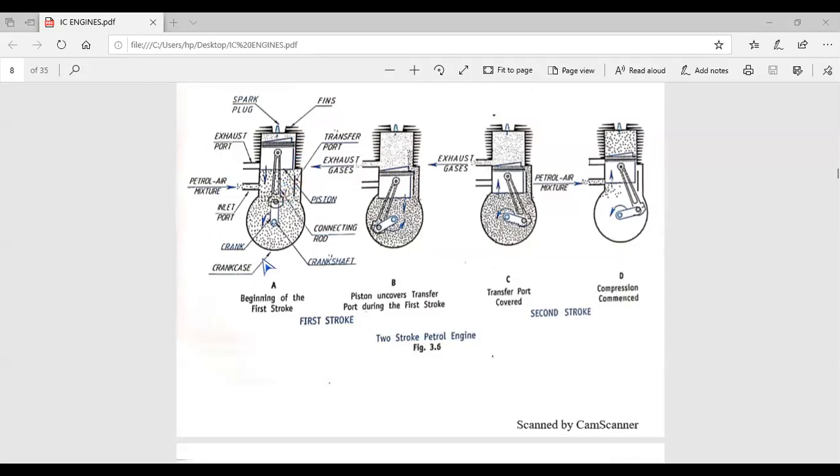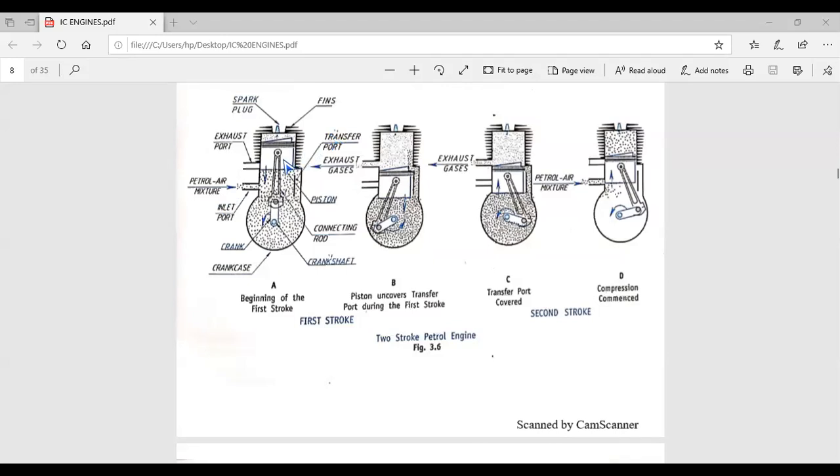In a two-stroke petrol engine there will be three ports present. Remember, three ports are present. One is the inlet port, second the exhaust port, and third the transfer port. Depending upon the movement of the piston, the inlet port, exhaust port, and transfer port are open or closed.